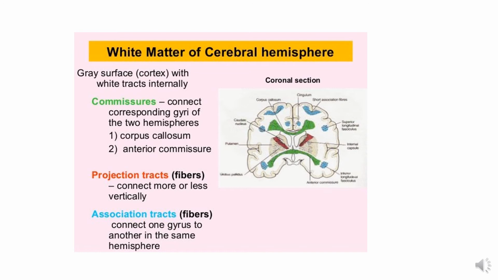So first of all are the commissural fibers, commissures. Now these fibers connect the corresponding areas of the two cerebral hemispheres. Now the largest and most important commissure is the corpus callosum, which connects the same part of the two cerebral hemispheres. So they connect the corresponding gyri of the two cerebral hemispheres. For example, corpus callosum or the anterior commissure.